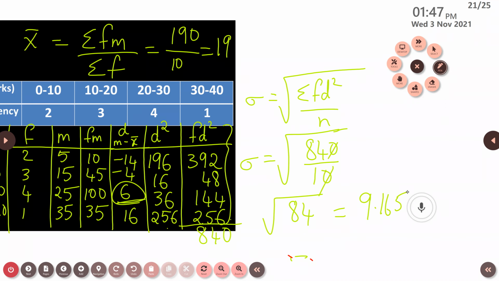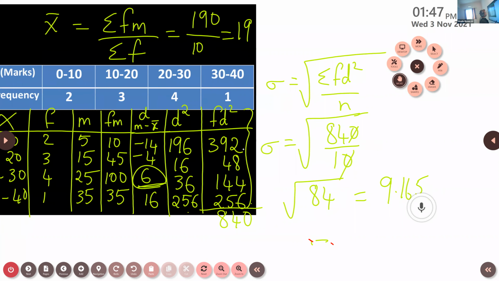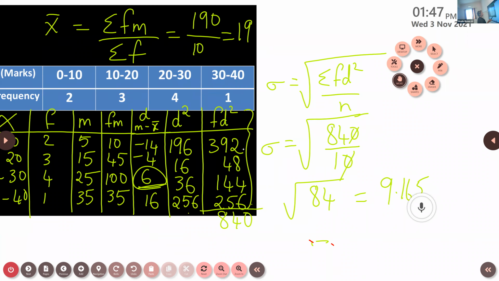Yes, Pavitra, I saw the answer that you have posted. That's correct. Okay, so the answer is 9.1. You can write 9.16 or 9.11. You find at least one digit or two digits, that is enough.